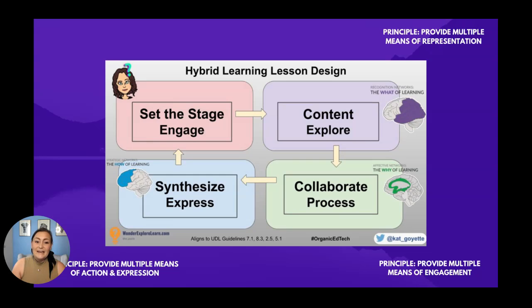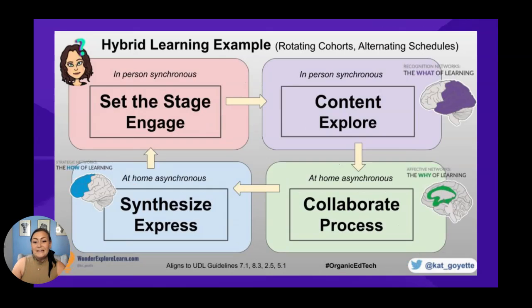As you can see on this slide, she started by plotting out a hybrid learning lesson design and then tying that to UDL, the three principles: providing multiple means of representation, multiple means of engagement, and multiple means of action and expression. She then went a little bit deeper and talked about how she would recommend that this be achieved with rotating cohorts and alternating schedules between in-person synchronous for the set the stage portion, in-person synchronous for the content explore section, at-home asynchronous for collaborate and process, and then at-home asynchronous for synthesize and express.